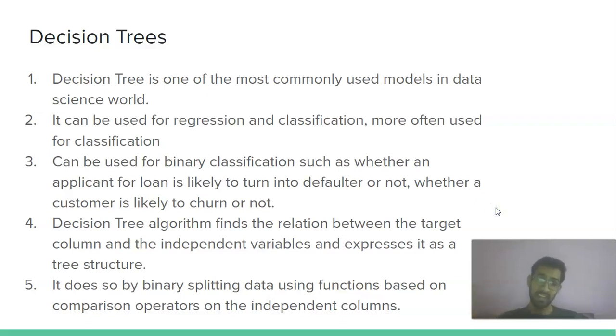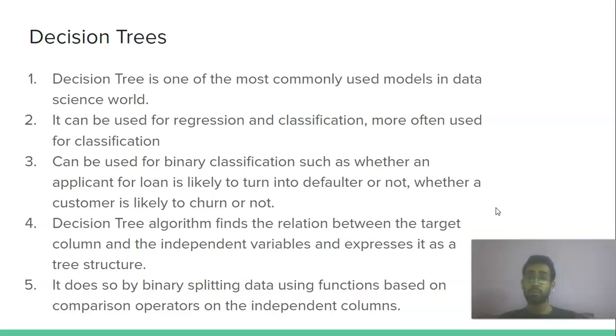Hi friends, in this tutorial I'll be talking about decision trees, how decision trees work and how they learn. You might have come across decision trees a lot, maybe because this is one of the most commonly used algorithms in data science or machine learning. Decision trees can be used for regression as well as classification, but more generally they are used for classification. In this tutorial as well, I'll be talking about how decision trees work in terms of classification only.